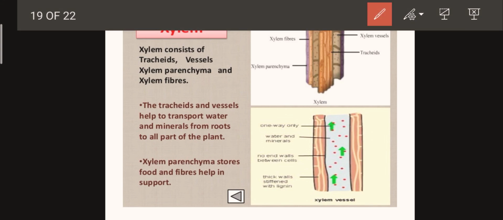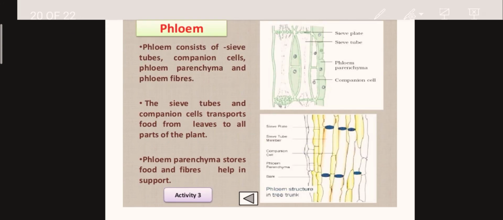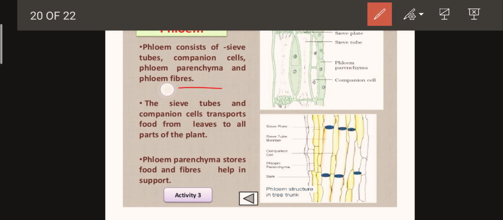Xylem, as you know, consists of four components: tracheids, vessels, xylem parenchyma and xylem fiber, and they are responsible for the transportation of water. While phloem is responsible for the transportation of food from leaves to all parts of the plant.